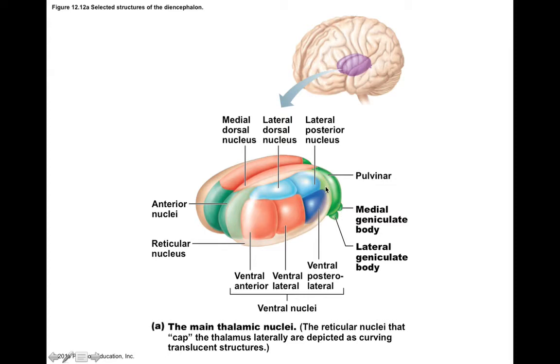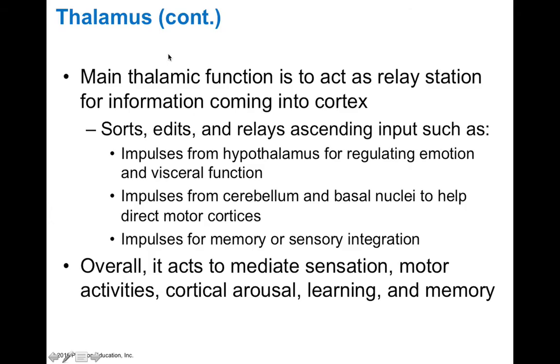Now, we're not actually going to focus on the names of these nuclei specifically, but it's important to note them because they all have specific functions. Now we'll just talk about the function of the thalamus generally. The main function of the thalamus is to act as a relay center of information that goes to your cortex. Think about the thalamus as being like the FedEx or UPS of information for your brain, because essentially it sorts, edits, and relays information to the cortex.